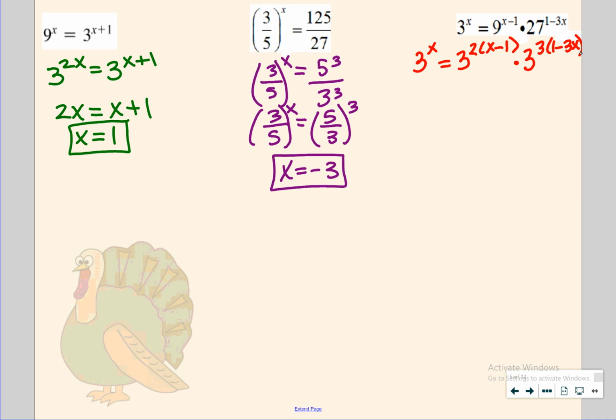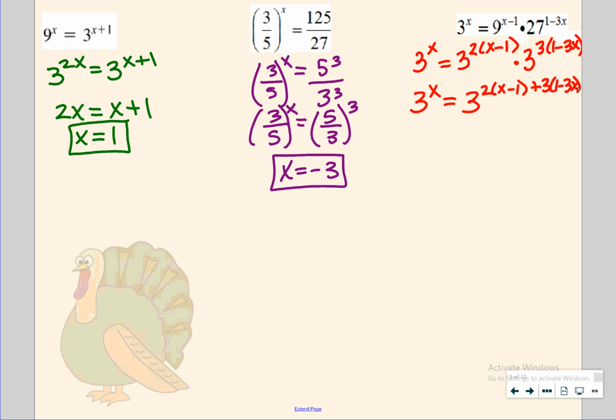If I have 2 bases that are the same and they're multiplied, what do I do with their exponents? Add them together. What if they were divided? What do I do with their exponents? Subtract. Okay, so that might come up on your homework. So I'm going to keep the base of 3, but I'm going to combine them together and add the exponents. So 2 parentheses x minus 1 plus 3 parentheses 1 minus 3x. Only when you have base to a power equals base to a power are you now allowed to compare those exponents, apples to oranges, right?